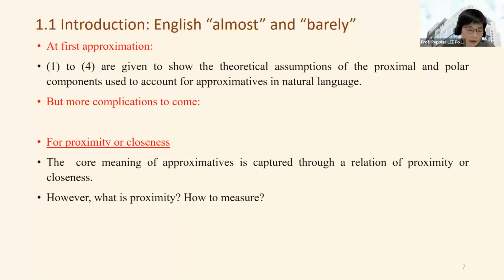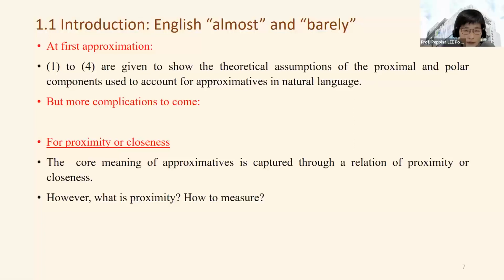So as a first approximation, if you look at what's going on, 1 to 4 are given to show the theoretical assumptions of the proximal and polar components we use to account for the approximative in natural language. However, as I said earlier, there are more complications than what the surface representation is showing. The first complication is the definition of proximity or closeness.